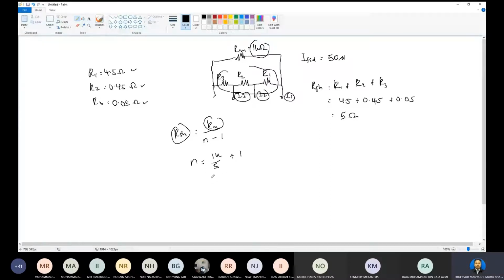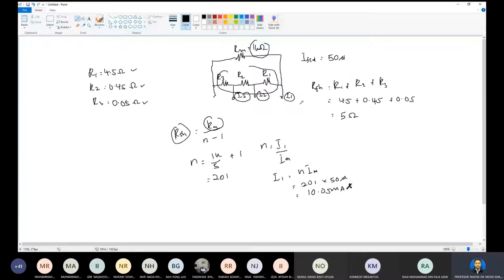So the ratio for this one is 101, and n, as you know, is I total, I1, divided by Im. We want to calculate the I1, so n multiplied by Im. 101 multiplied by 50 micro. So the answer will be 10.05 milliampere. So this is for the range for I1.